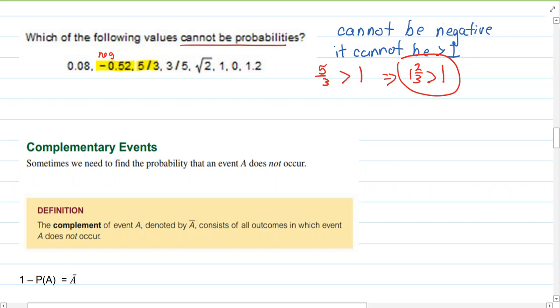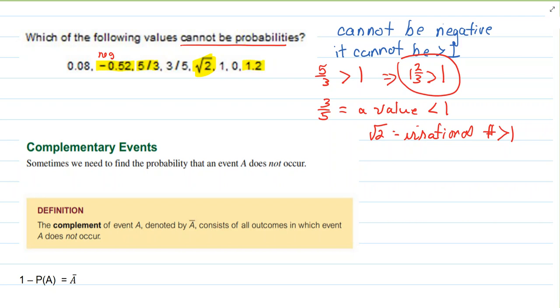3/5 is good. 3/5 is a value less than 1, so that one's good. The square root of 2 is interesting. The square root of 2 is an irrational number, and it is greater than 1. So therefore, this is not a probability. 1 and 0 are in the domain, and negative 1 and 2/10 is greater than 1. This is greater than 1, this is greater than 1, and that is negative. So those are the conditions to get us prepared for knowing what is a probability and what is not.